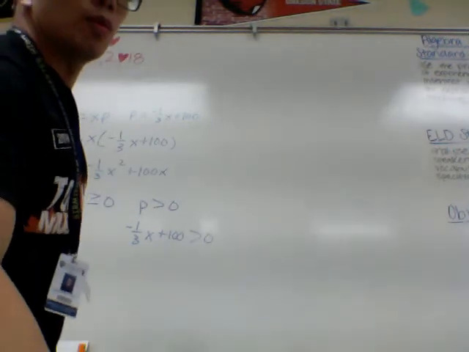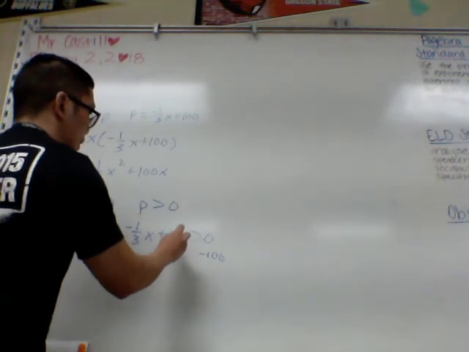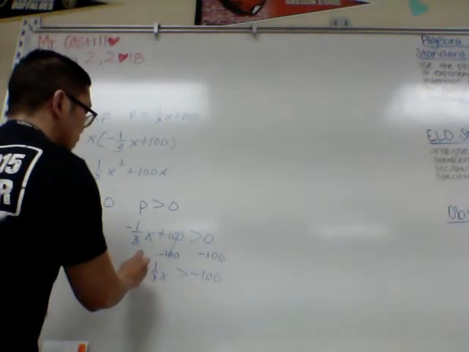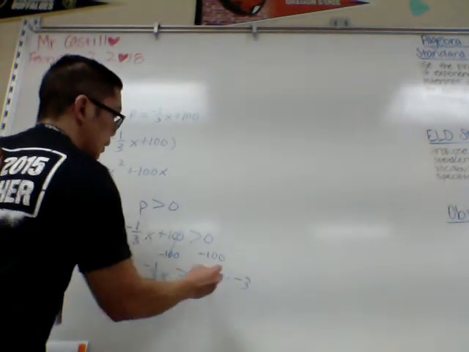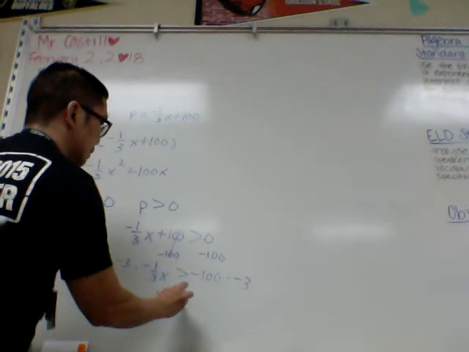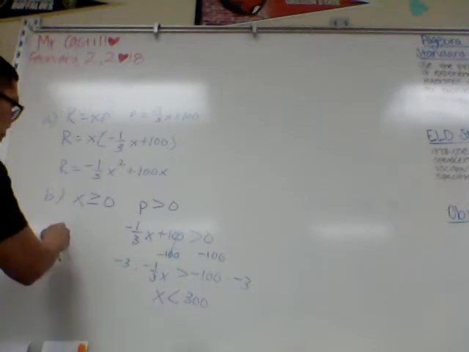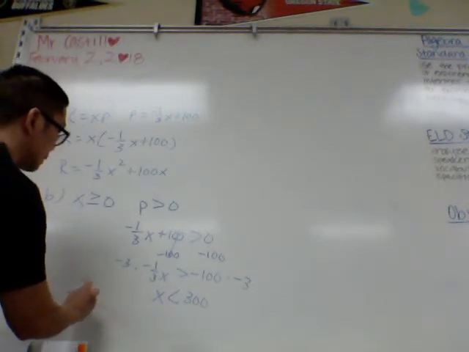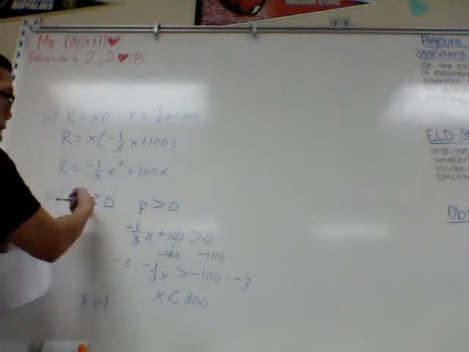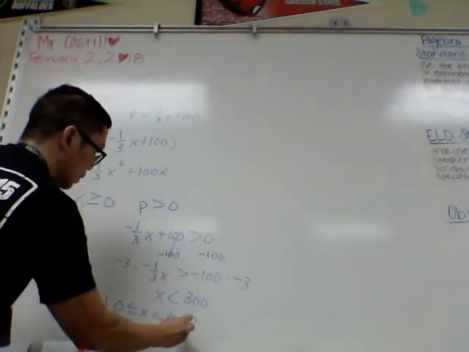So you would do -100, -100, and then -1/3 x is greater than -100. Multiply both sides by -3. Remember, when you multiply both sides by a negative, your inequality symbol switches. So this is x is less than 300. And now we could put that together. So your domain is all x, where, if we flip this around, 0 is less than or equal to x, less than 300. And that is your domain.